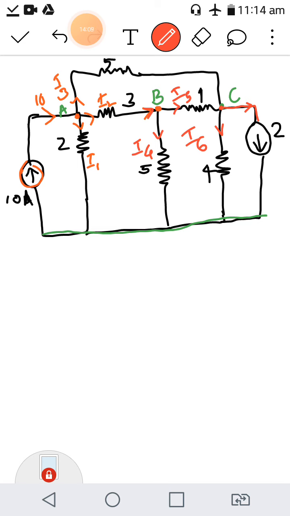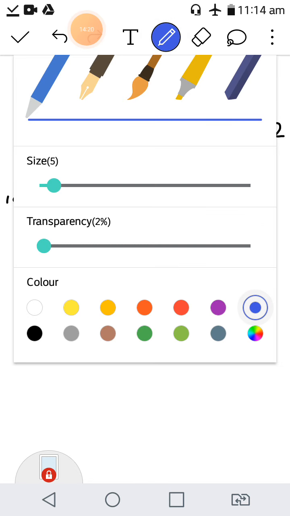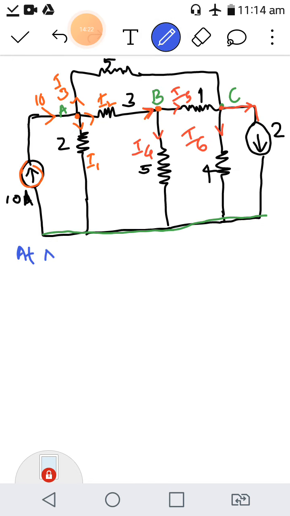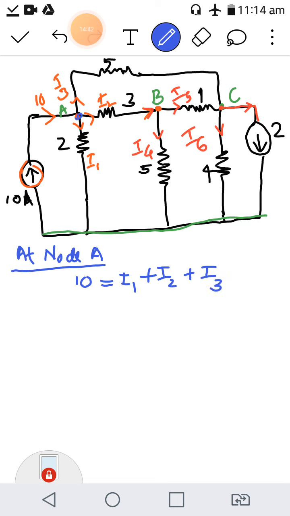Now you can apply node analysis. If you want to use this node analysis, first of all write the node equations. So we can start at node A. At node A, if you apply KCL, how will you get? Total current is the 10 ampere, that is divided into 3. So total incoming current is equal to 10 ampere, which is divided into I1, I2 and I3. So if you look at point A, you can see that 10 equal to I1 plus I2 plus I3.